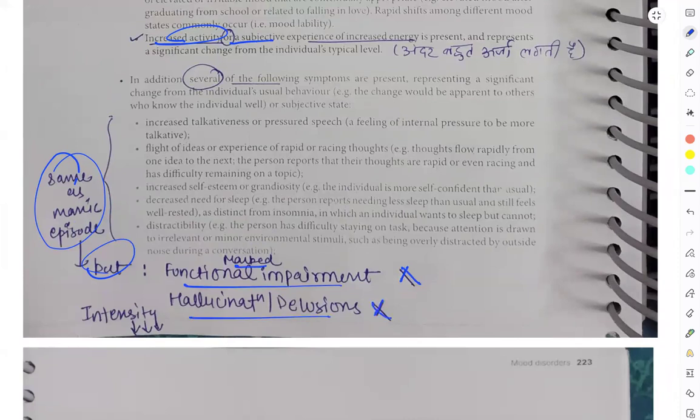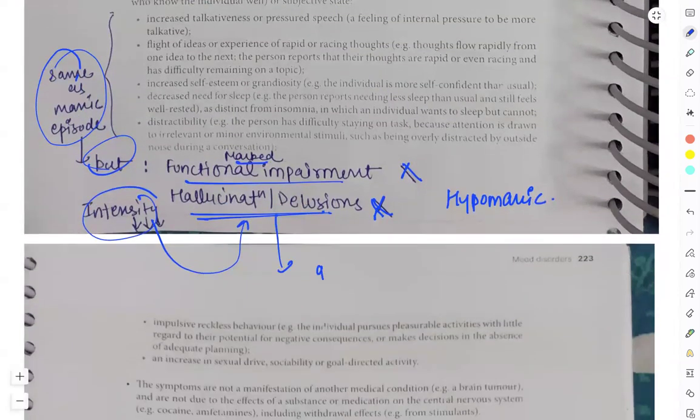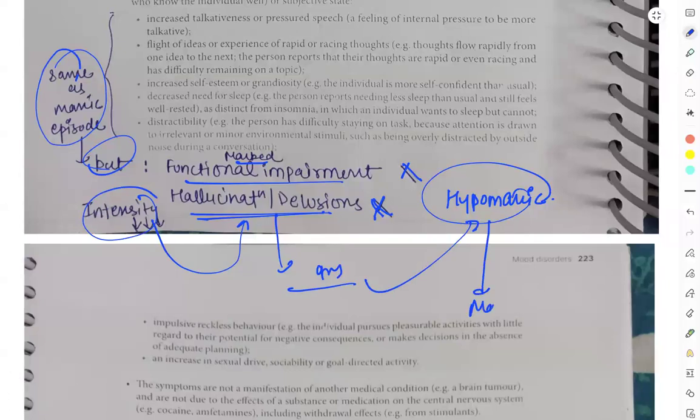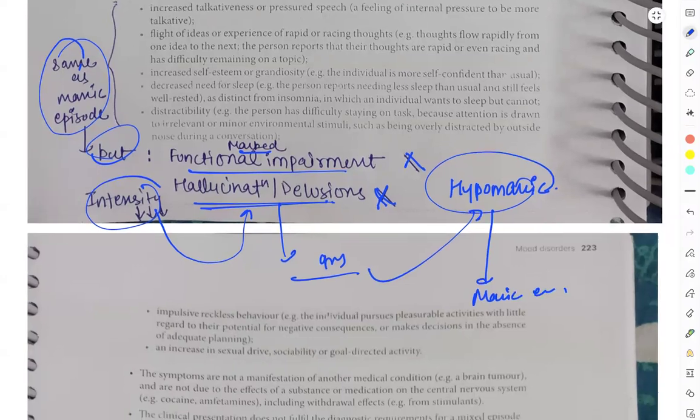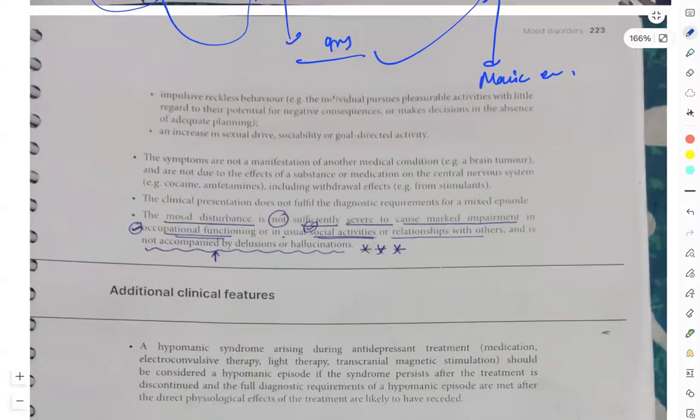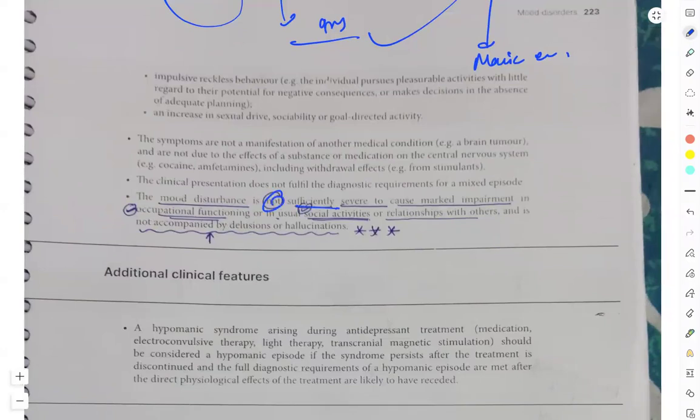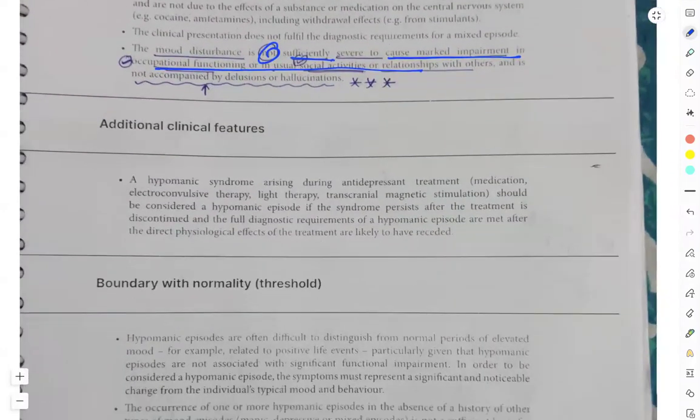And as you mentioned, psychotic symptoms, that is, hallucinations and delusions, will not be present in hypomanic episodes. If, let's say, the intensity is less, but hallucinations or delusions are present, let's say grandiosity is present, then you are not going to call it a hypomanic episode. It has already converted into a manic episode. So this is a hypomanic episode: not sufficiently severe to cause marked impairment in all of the domains of functionality. Okay.